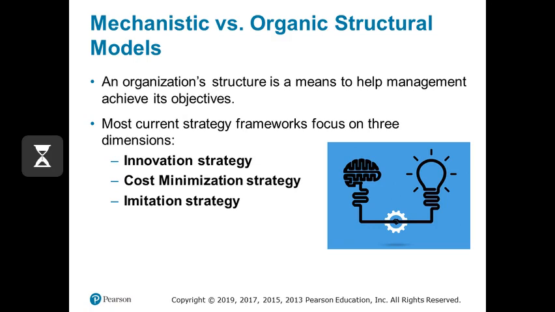Then we have the cost minimization strategy, where we're not worried about changing the utility so much as we are reducing the cost. And with an imitation strategy, what we're really trying to do is look at what the competition is doing and match what they're doing.